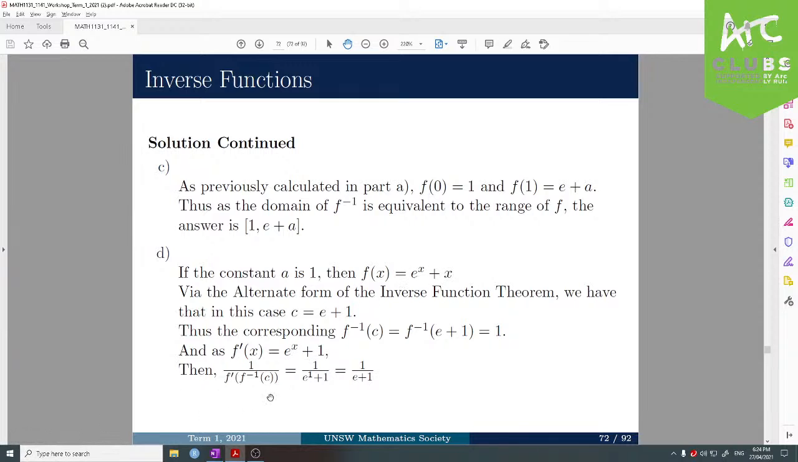Okay, and so when we plug everything into the formula, we get 1 over f dash of 1. So when we plug in x equals 1, we will simply get 1 over e plus 1. And that's our answer using the inverse function theorem.